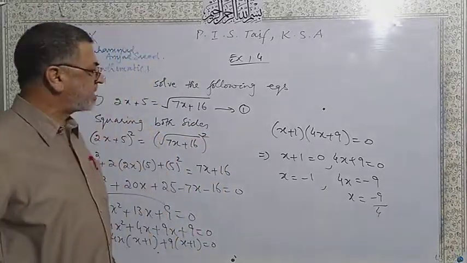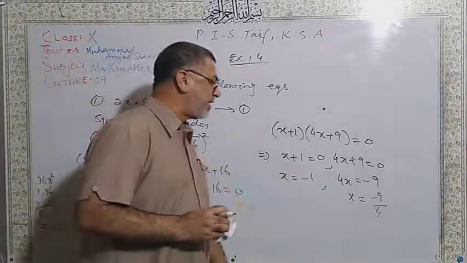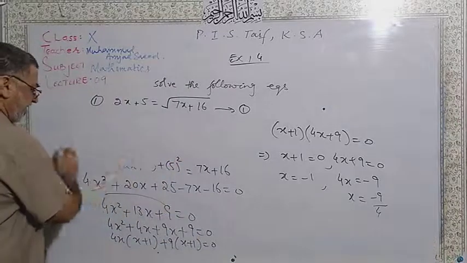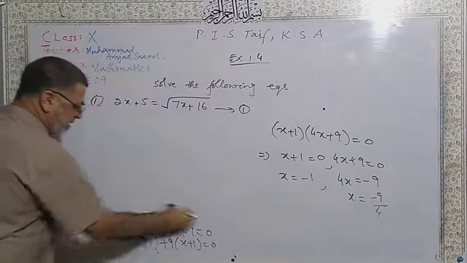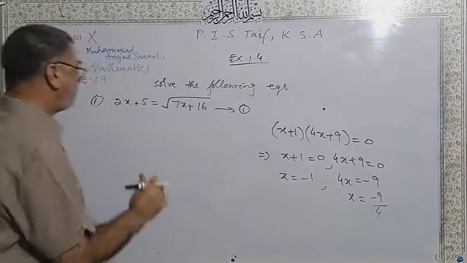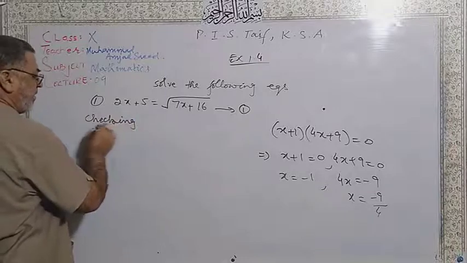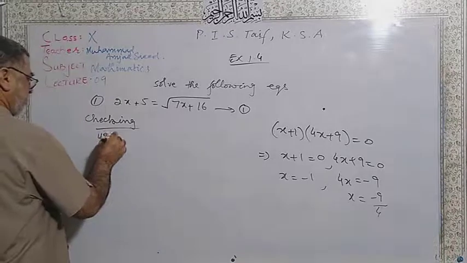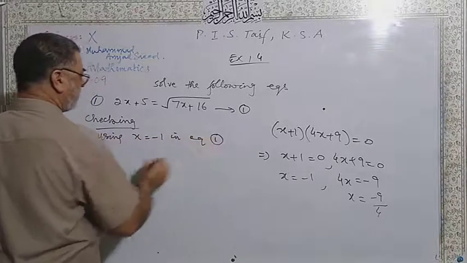So that's why, before confirming your solution set, we will check it. Checking will be done in this case. Here the radical signs are involved. Sometimes you will get correct and sometimes wrong. So that's why we will do checking before writing your solution set. Using x is equal to -1 in equation number 1.